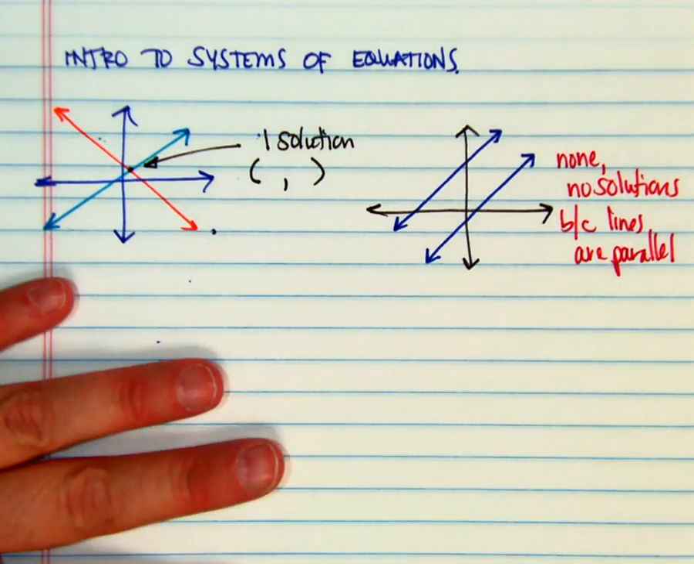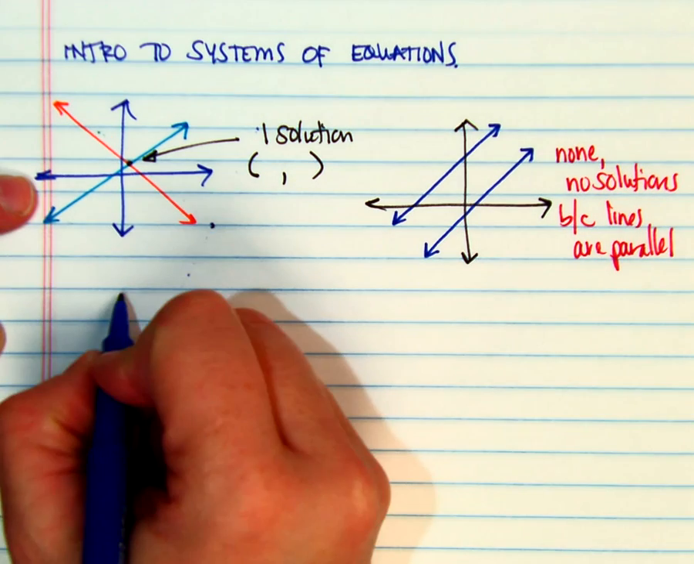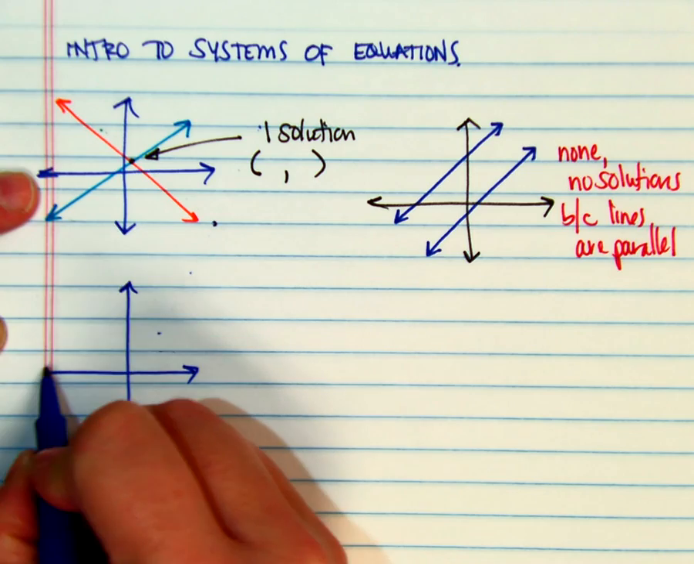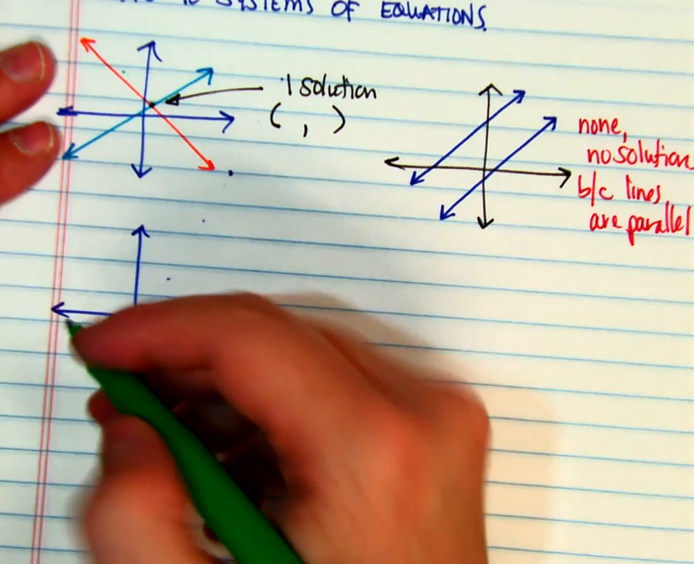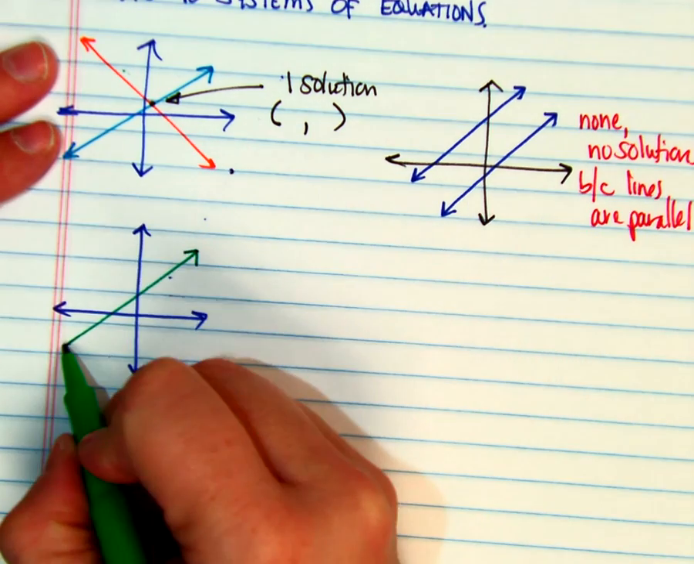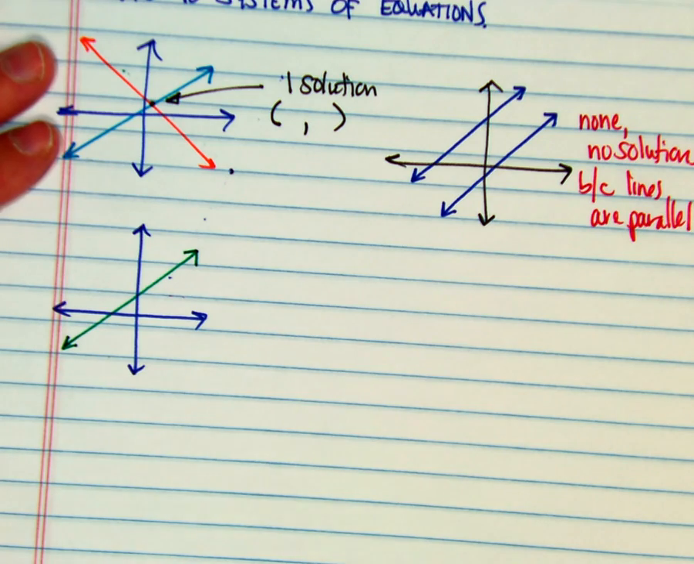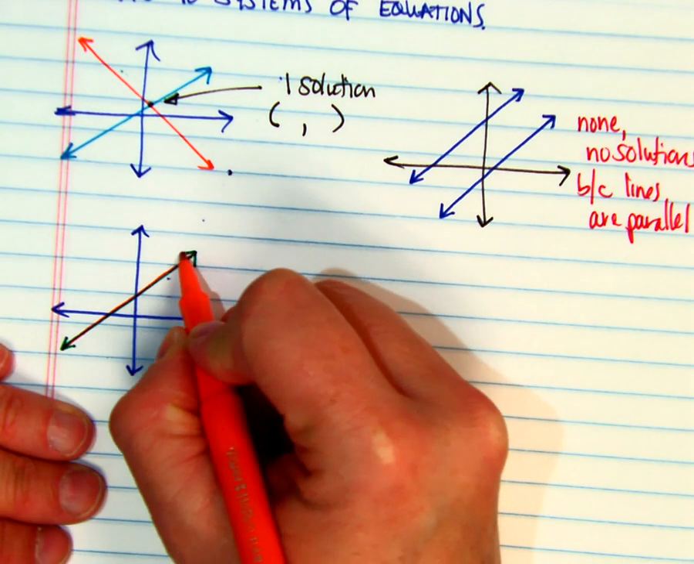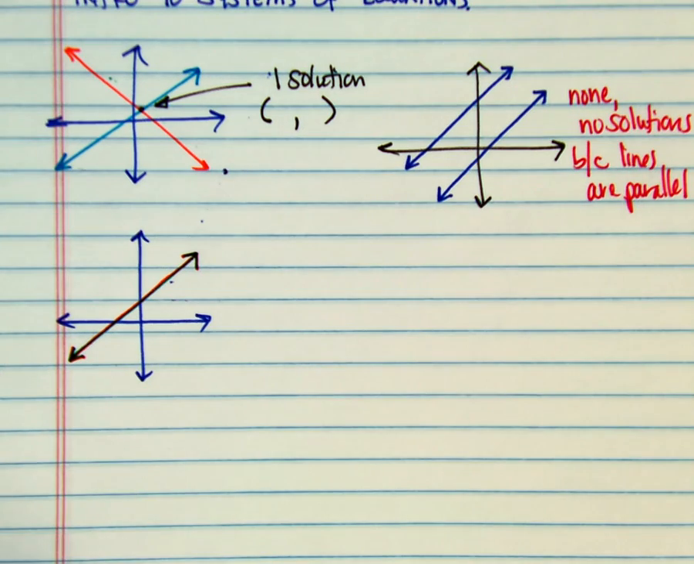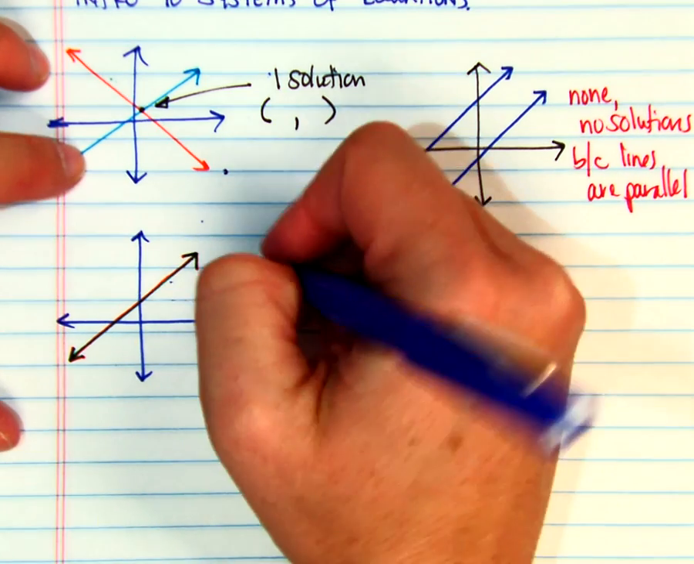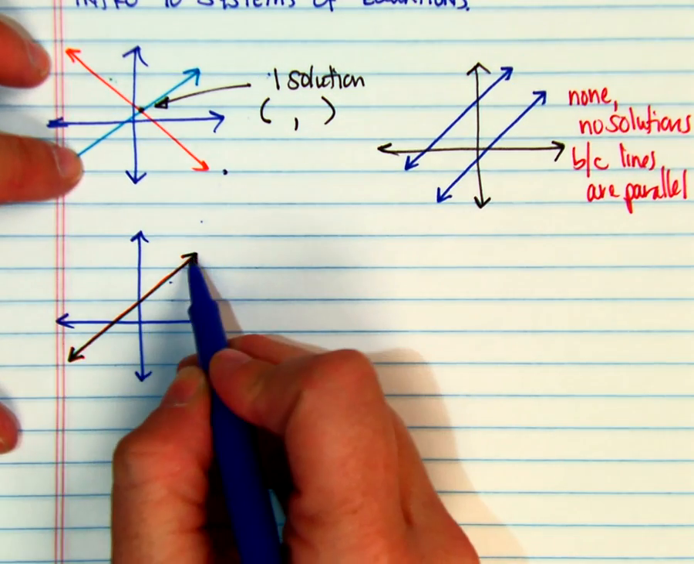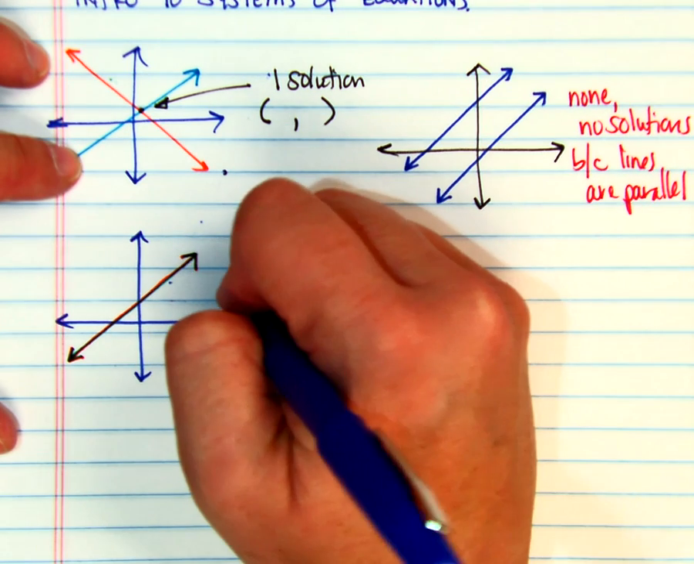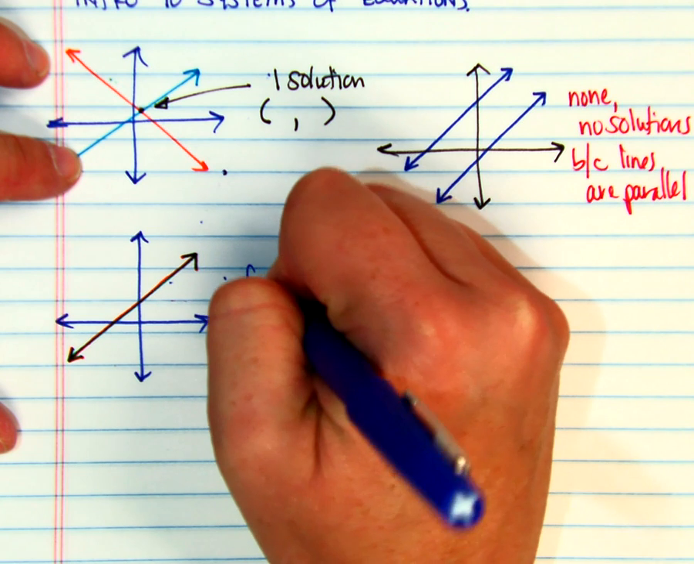Okay, then there's only one other scenario that we have, and that is if I graph this green line, and then I graph another line, but it's right on top of it. These are called coinciding lines, and because every point on the green is also on every point of the orange, these would have infinitely many solutions.